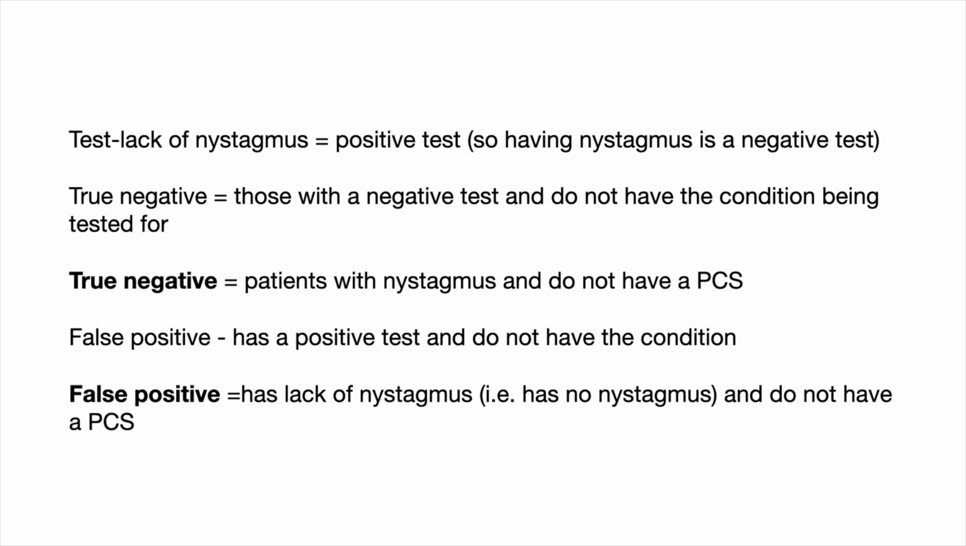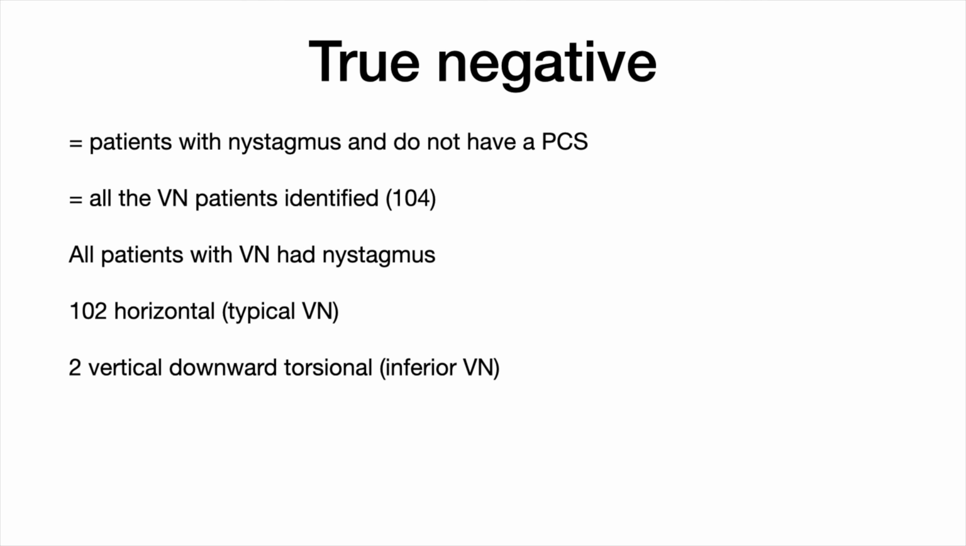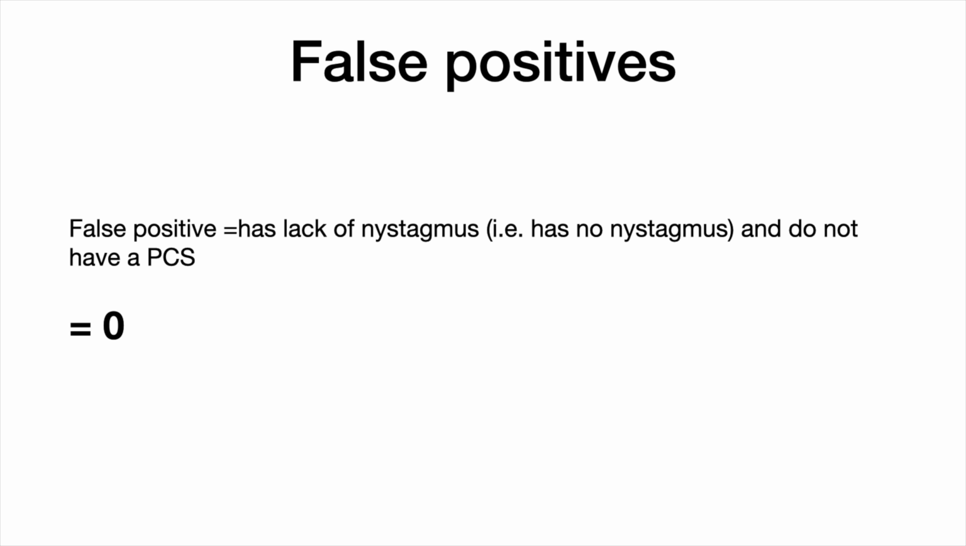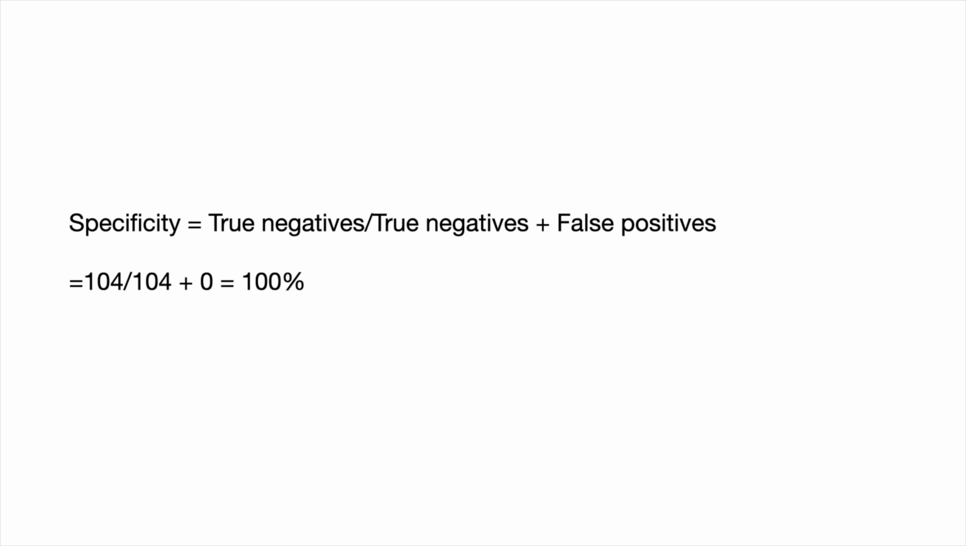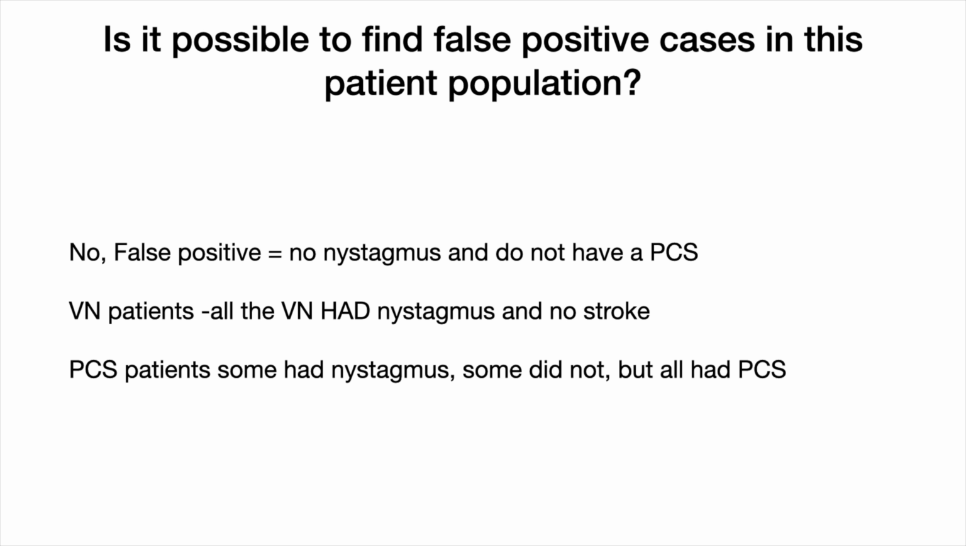posterior circulation stroke. So looking first at the true negatives, which are patients with nystagmus that don't have a posterior circulation stroke, there were 104 patients with vestibular neuritis, of which all of them had horizontal nystagmus, and there were a couple of vertical downward torsional nystagmus, which is typical of a rare form of vestibular neuritis that only affects the inferior aspect of the nerve. The false positives were all the patients who had no nystagmus and did not have a posterior circulation stroke, and that number was 0. And using these numbers, they calculated that finding no nystagmus was 100% specific for posterior circulation stroke. But was it even possible to find any false positive cases in this patient population?